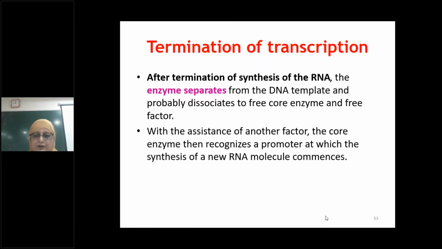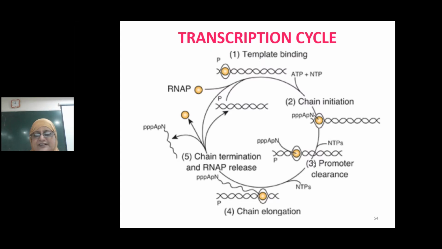So here we have finished the transcription of the prokaryotes, and I'll be showing you a video of how transcription in prokaryotes takes place. This is a transcription cycle, starting with template binding, chain initiation, then promoter clearance, chain elongation, and chain termination, followed by release of the RNA enzyme. This RNA polymerase may again participate in further RNA synthesis. So I'll be showing you a video now.